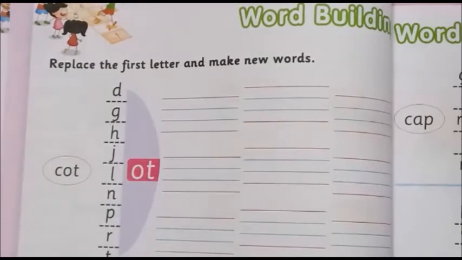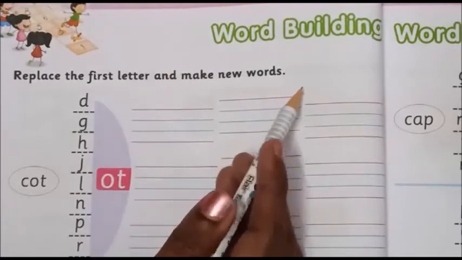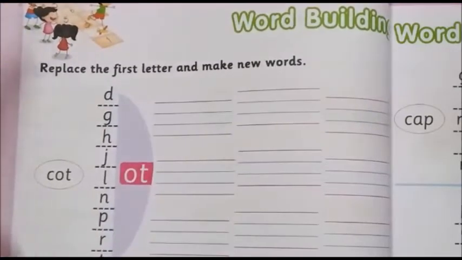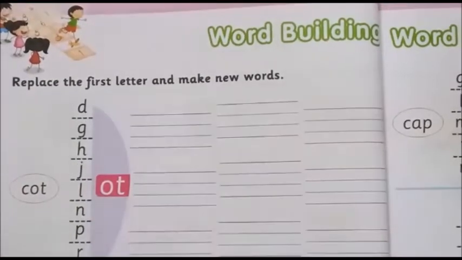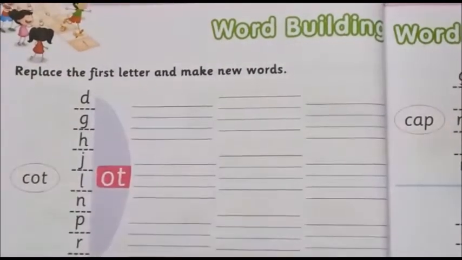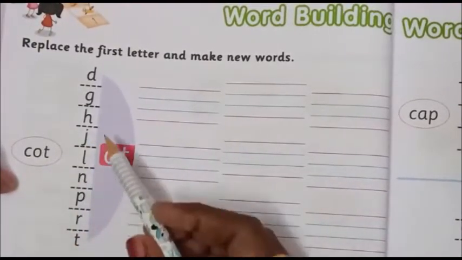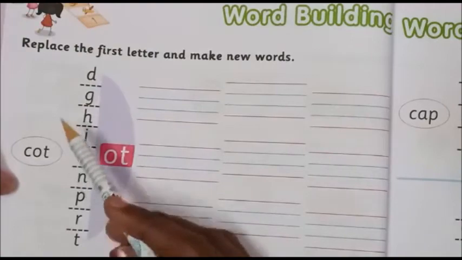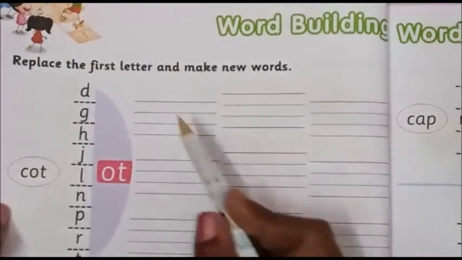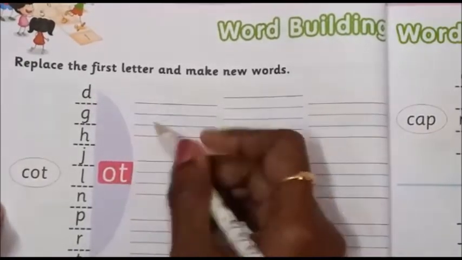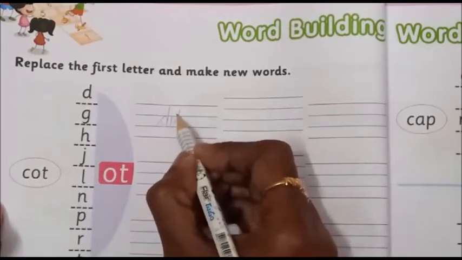Word building. Replace the first letter and make new words. Okay? I will do one set for you, and for the remaining, you have to do it. See, C-O-T, cot is given. And here O-T, ot is given. The first letters are given here. You have to join the first letter with the O-T and write it here. See, D-O-T, dot. This is how you have to do it, okay?